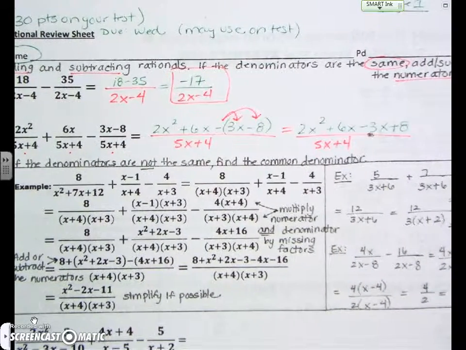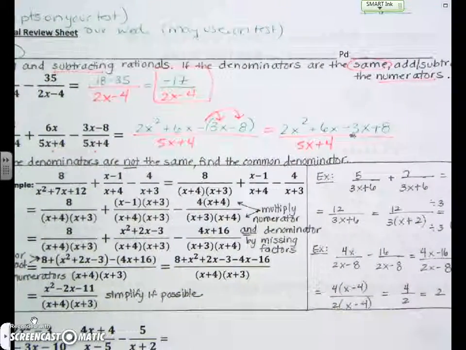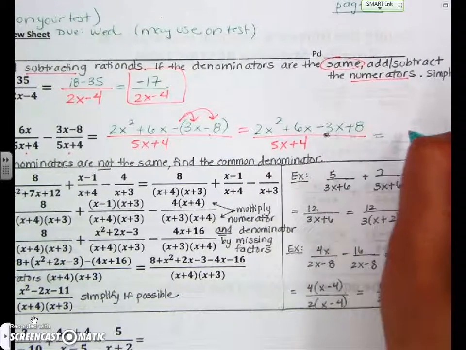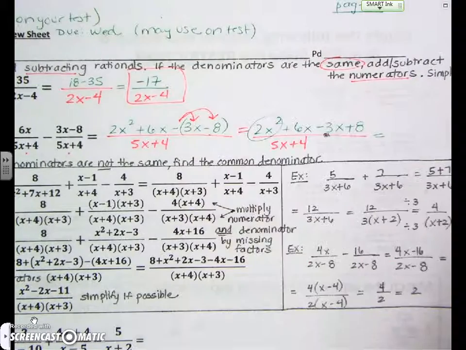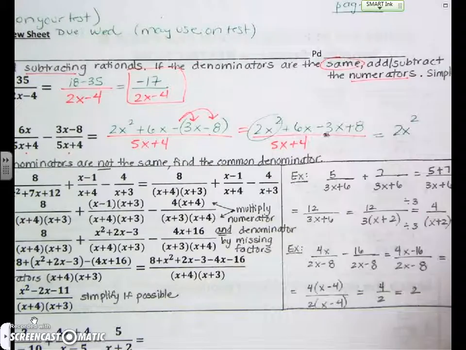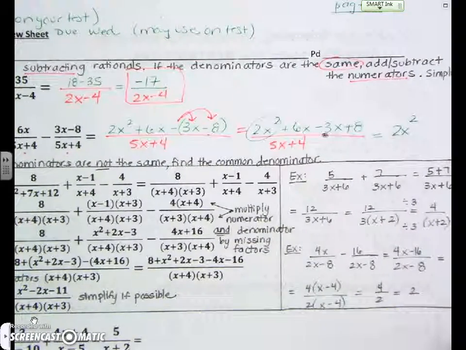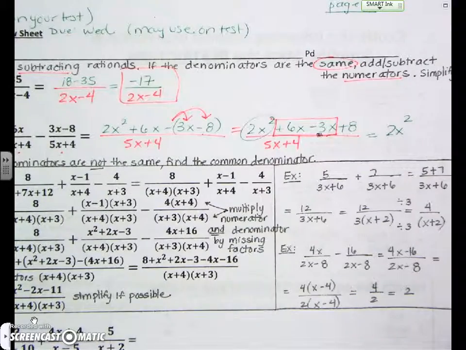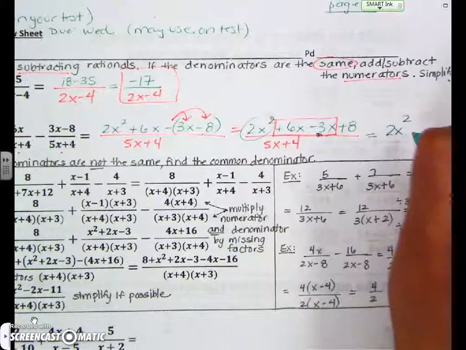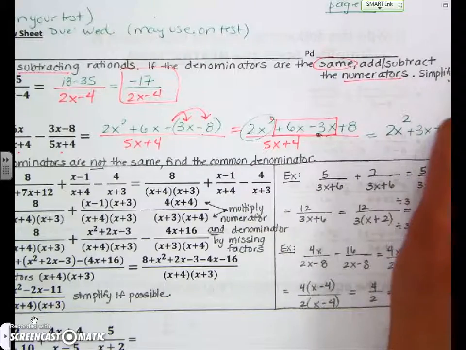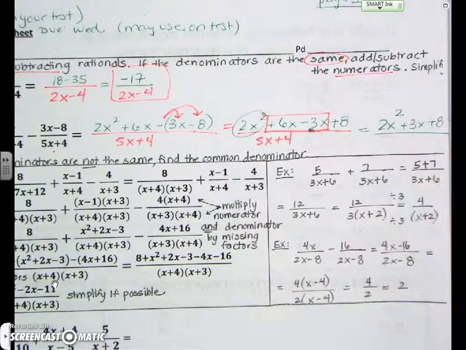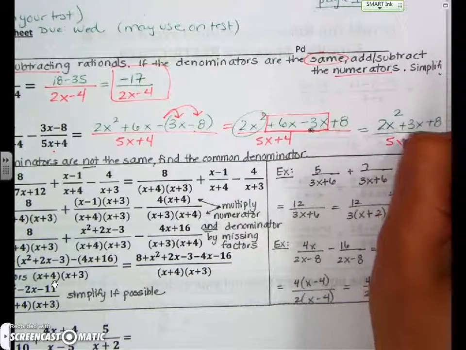Okay, so now you look at the numerator. What can I combine that's the same? Okay, can I add 2x squared to anything? No, because it needs another 2x squared. And then Javi said good. 6x minus 3x is 3x, good. And then at the very end, plus 8, all over 5x plus 4.